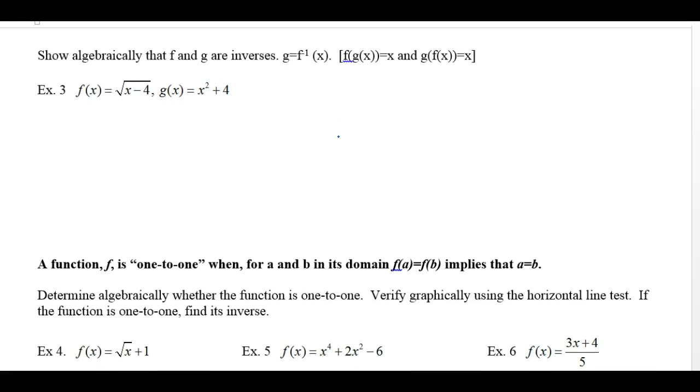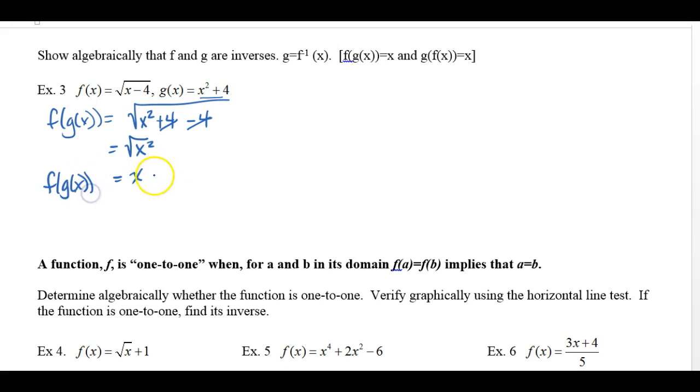Okay, example 3, same thing. All right, I'm going to start by doing f of g of x. So I'm going to take the f function, which is the square root of something minus 4, right? Then I plug all of g in there. So x squared plus 4 minus 4. Well, those 4s cancel one another out because 4 minus 4 is 0. Then I have the square root of x squared. Well, again, square root of x squared is just x. So f of g of x equals x.